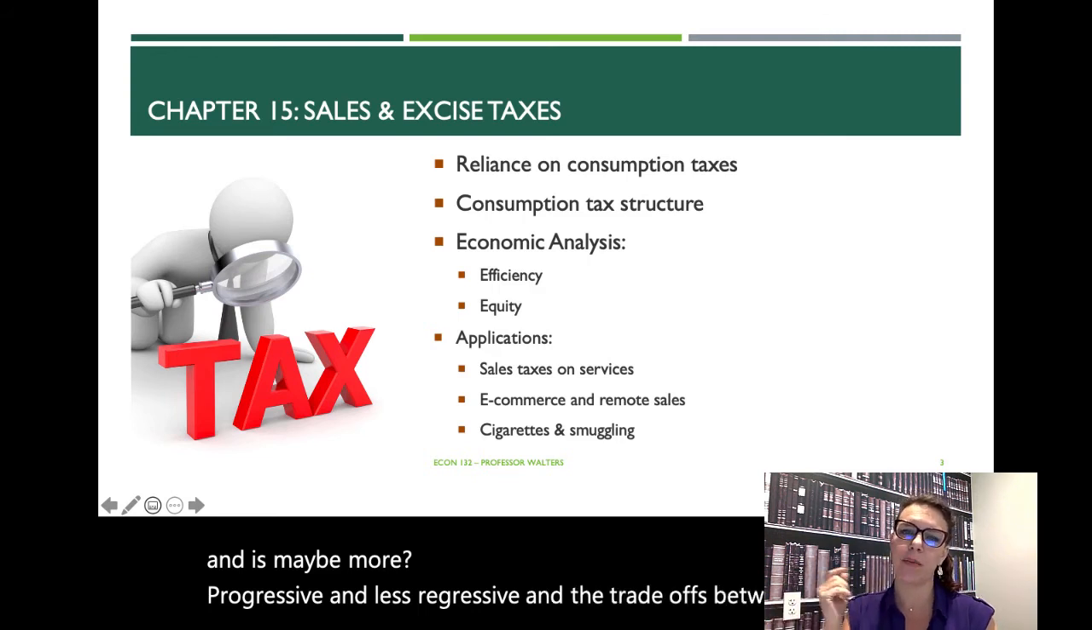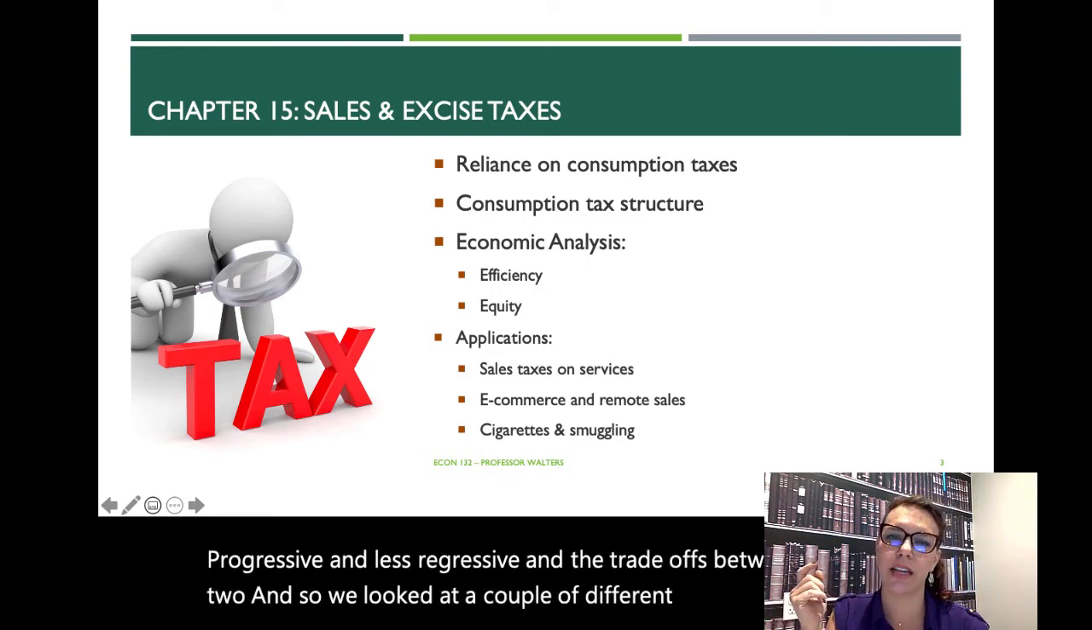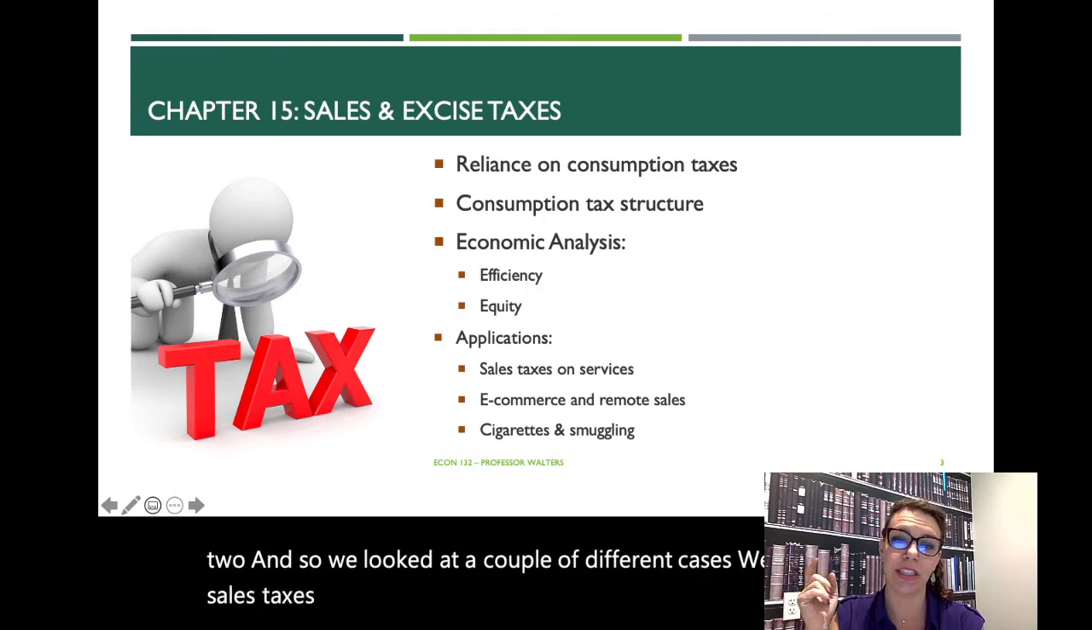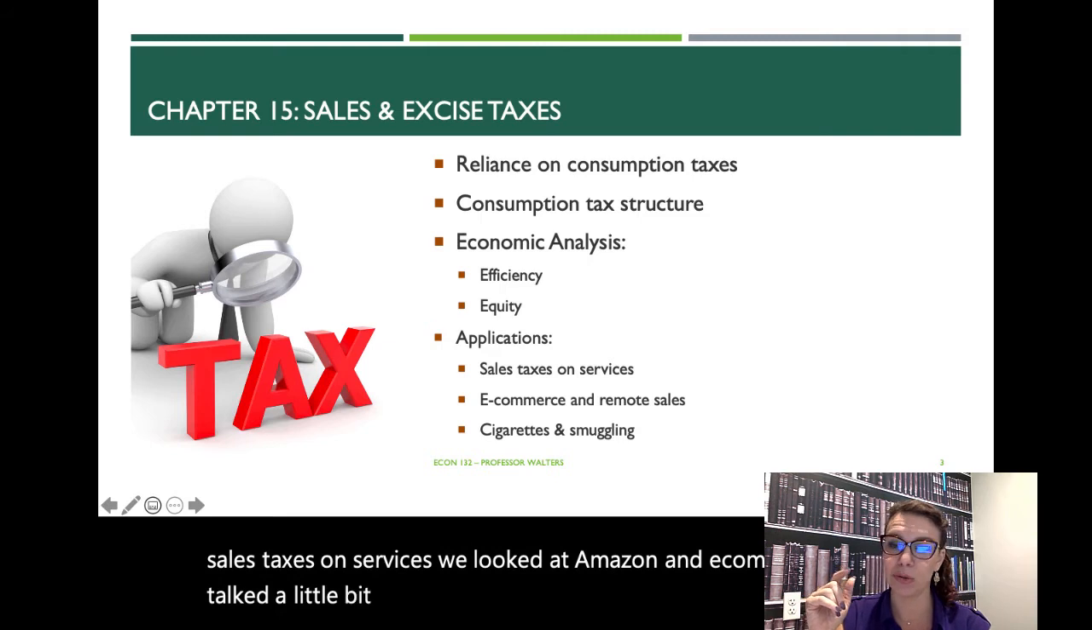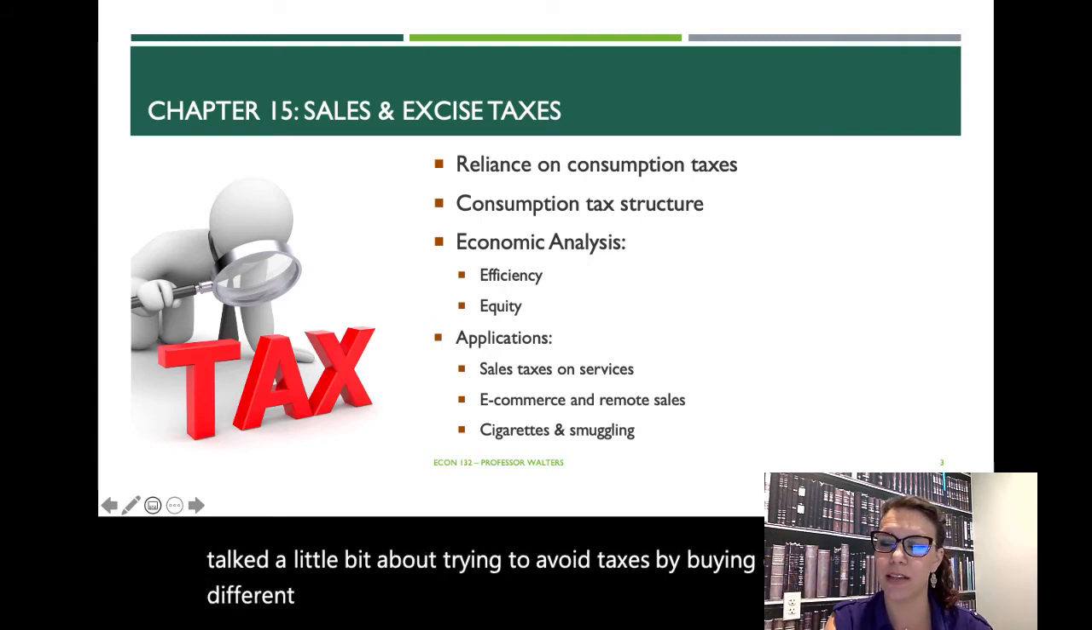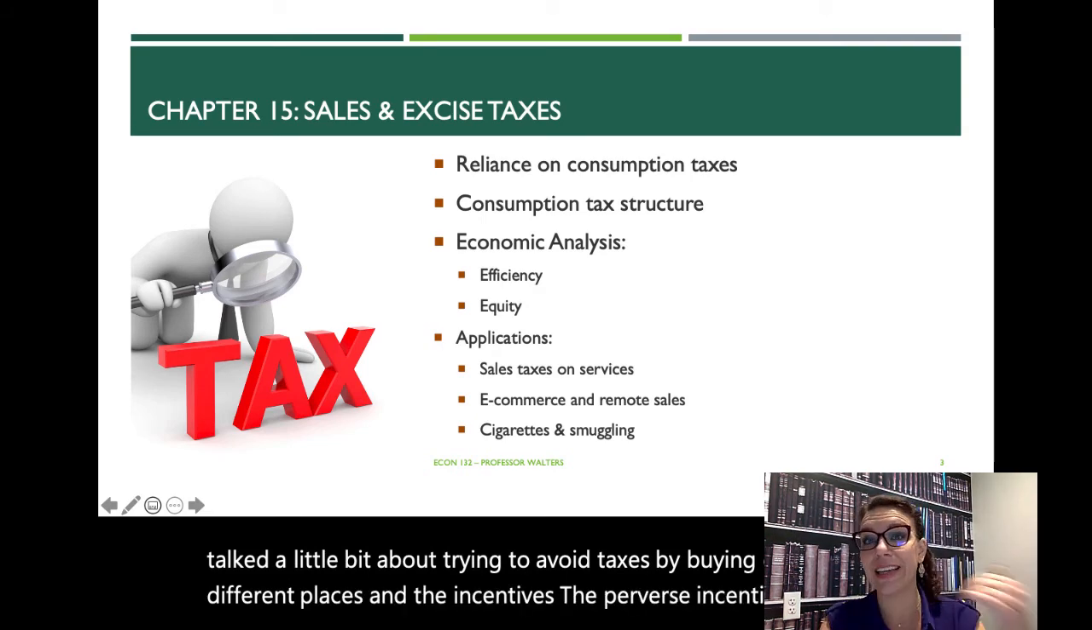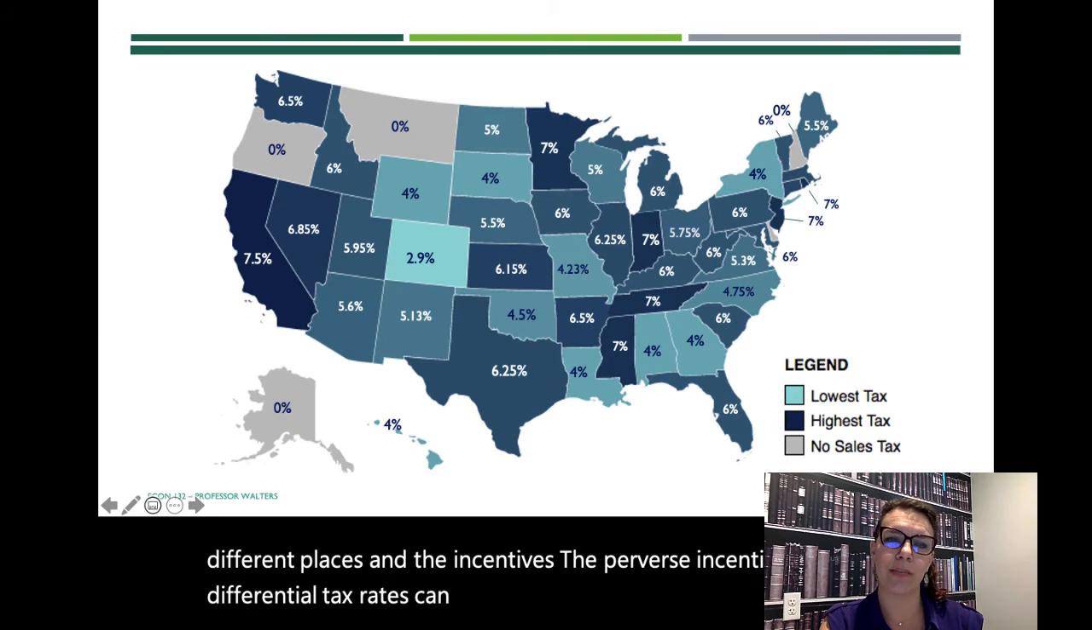And so we looked at a couple of different cases. We looked at sales taxes on services. We looked at Amazon and e-commerce. We talked a little bit about trying to avoid taxes by buying goods in different places and the perverse incentives that differential tax rates can create. We talked about how sales tax varies a lot from state to state.